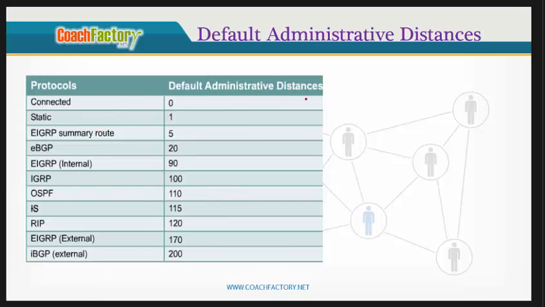So these are the default administrative distance values which are predefined for all the routing mechanisms. All the connected networks get 0 administrative distance, which is the most trustworthy way to reach any destination because it is connected to the router itself. Static gets 1 as the administrative distance value. EIGRP summary route 5, EBGP 20, EIGRP. So these are the predefined administrative distance values for all the routing mechanisms.